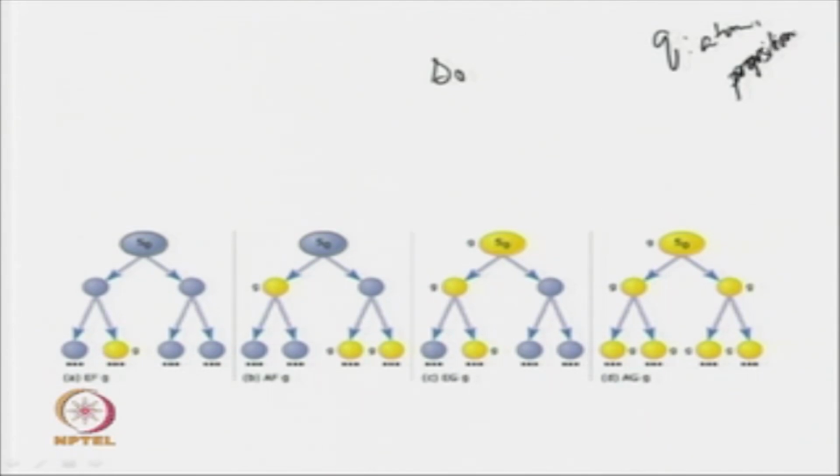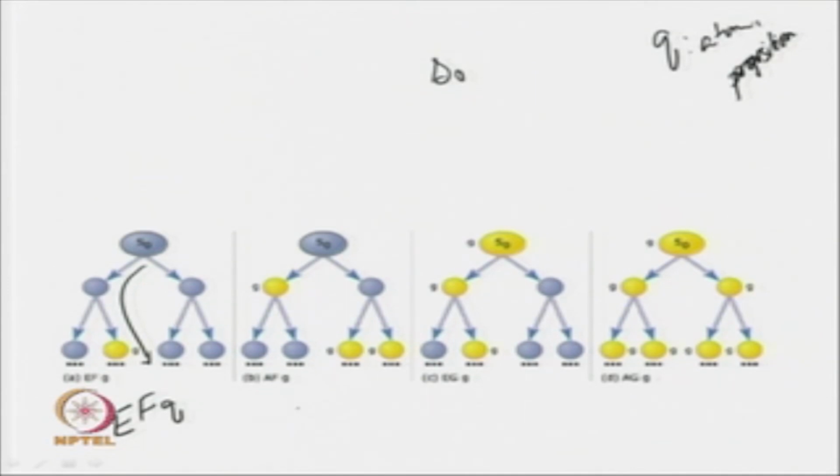Now, in the first tree, we look for "there exists a path in future where Q holds." Wherever Q is true, we have colored it yellow. So, we will find at least one path where in future Q is true.